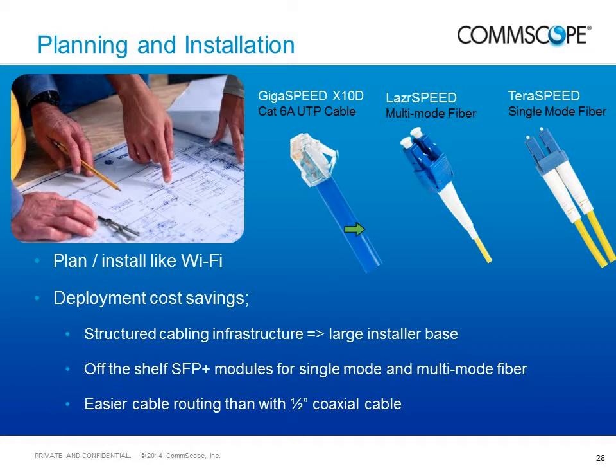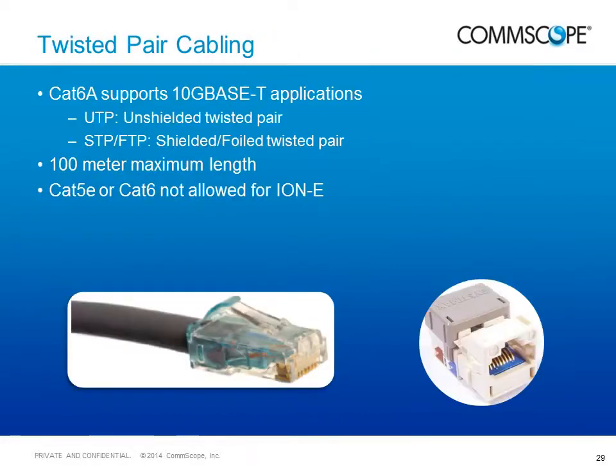With twisted pair, we must have Cat6a. We cannot allow Cat5e or Cat6 in an ION-E installation. It is based on Cat6a architecture. The maximum length follows the Ethernet standard. Between the 10 and the UAP or the CAN and the UAP is 100 meters.